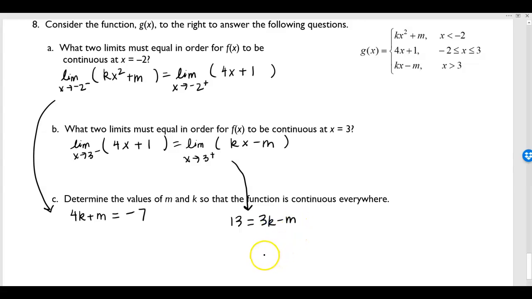And then I can solve using a system of equations. I want you to do that part on your own, and then you can check your answers. They're not the prettiest. You should get k equals 6 over 7, and m equals -73 over 7.